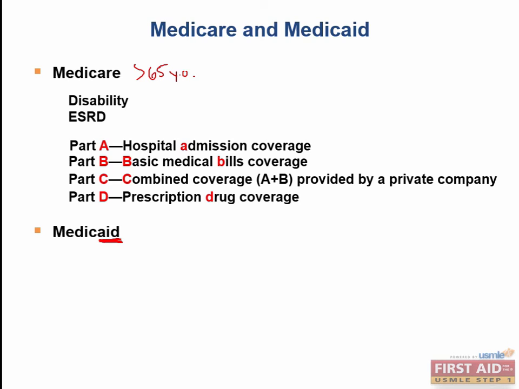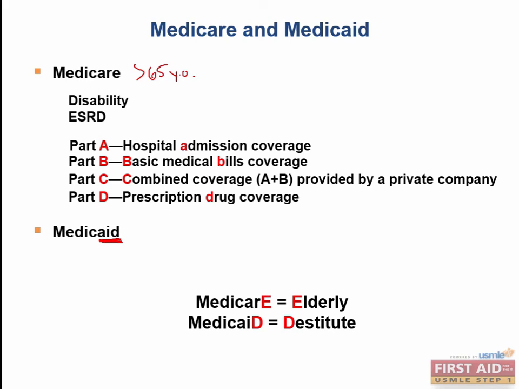In comparison, Medicaid is federal and state health assistance for people with very low incomes. You should remember that Medicaid coverage and reimbursements differ from state to state, and again, that insurance should never affect the medical advice you give a patient. Just remember that Medicare is for the elderly, and Medicaid is for the destitute.